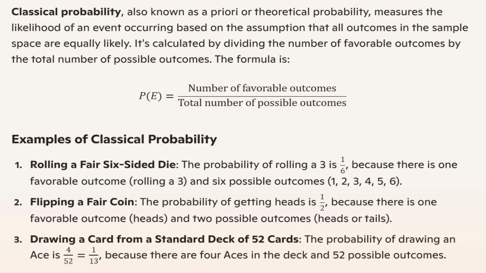Rolling a fair six-sided die, each face has got a probability of 1 by 6, coin 1 by 2, drawing a card from a standard deck of 52 cards. So if I want to know the probability of drawing an ace, there are four aces, four different colors in the pack of cards. So 4 by 52 is equal to 1 by 13.